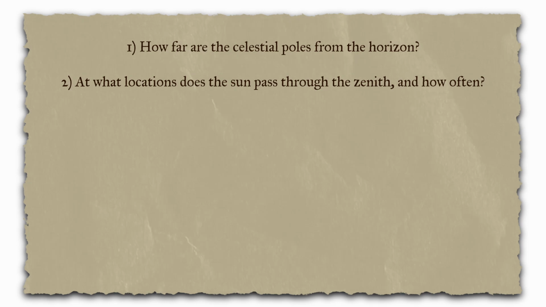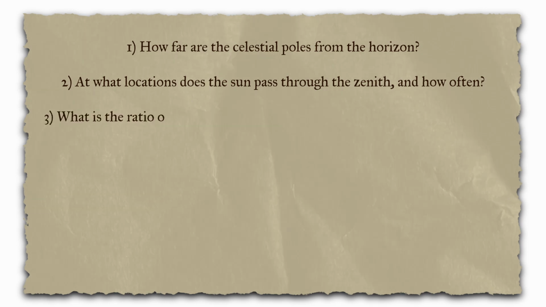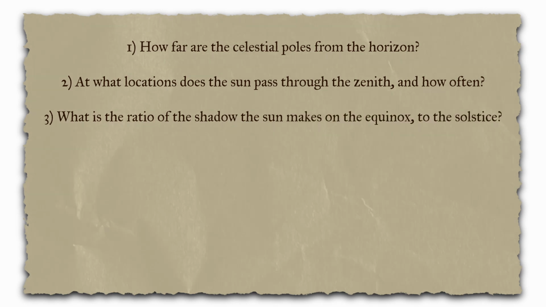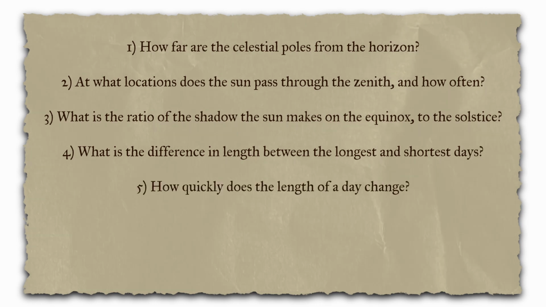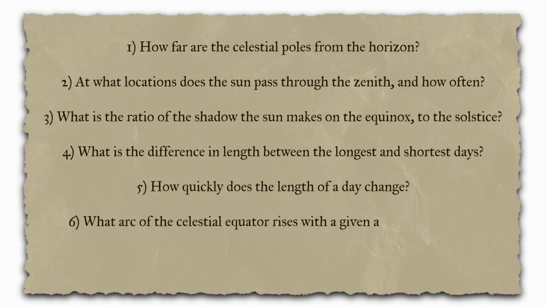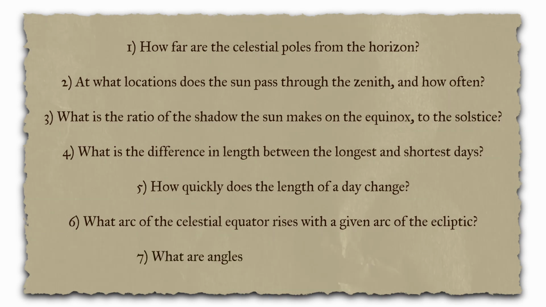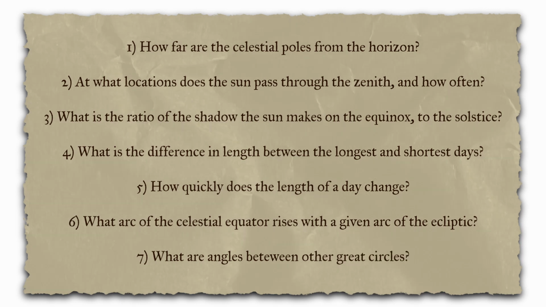how often this occurs? Third, what is the ratio of the shadows of the sun on the equinox versus the solstice? Fourth, the difference in the lengths of the longest and shortest days. Fifth, how quickly the length of the day and night changes, day to day. Sixth, what arc of the celestial equator rises or sets with a certain arc of the ecliptic. And lastly, he says that we will explore particulars and quantities of angles between the more important great circles.